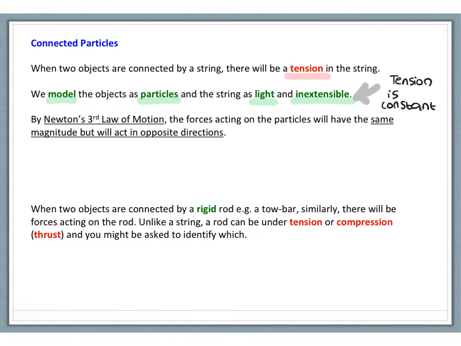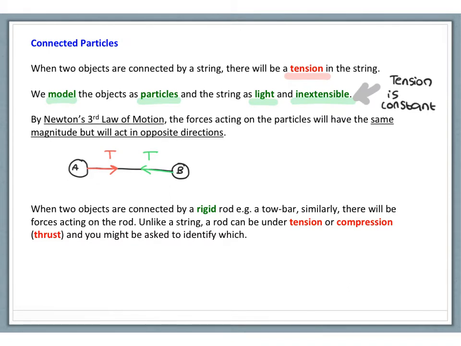By Newton's third law of motion, the forces acting on the particles will have the same magnitude but will act in opposite directions. To illustrate what we mean by this, imagine we have a particle A connected via a piece of string to a particle B, and the string is held taut. There will be a tension force acting on particle A, like this, and there will be an equal and opposite tension force acting on particle B.